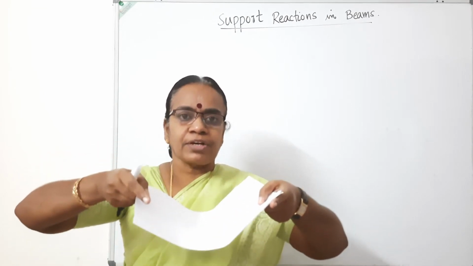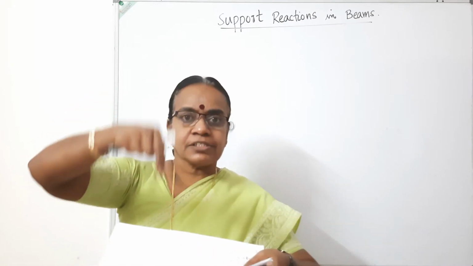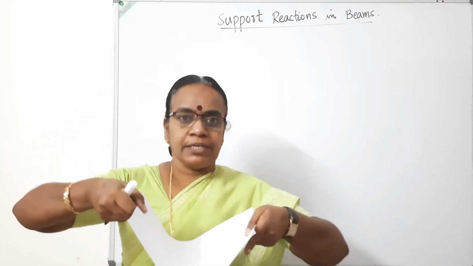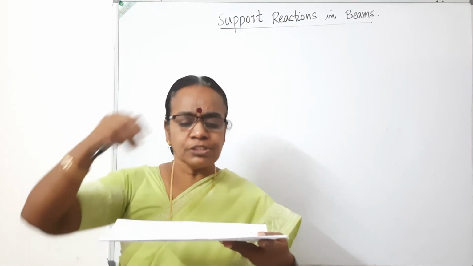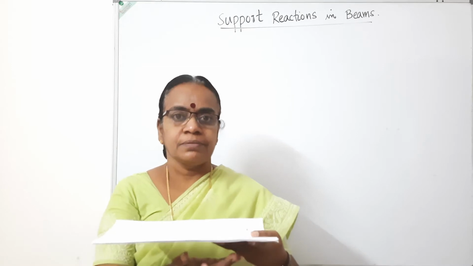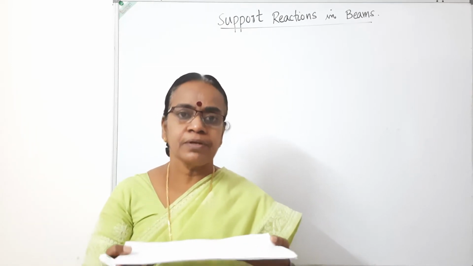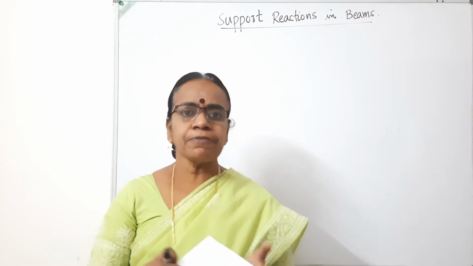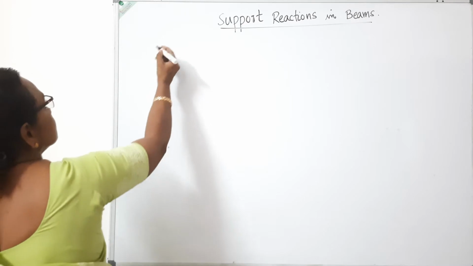So a beam is a structural element which resists the action of the external loads by bending, or we call it flexure. And the beams, in order to support the external loads, must be properly supported. Proper supports must be given in order to keep it in equilibrium. The different types of supports which we commonly come across, there are 4 different types of supports.